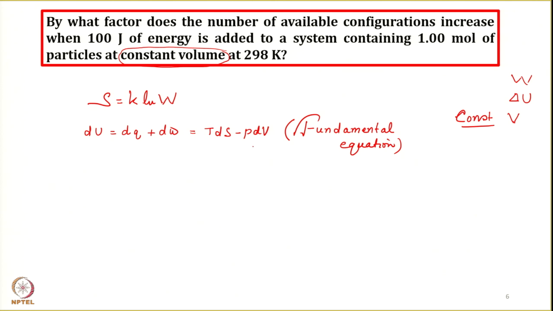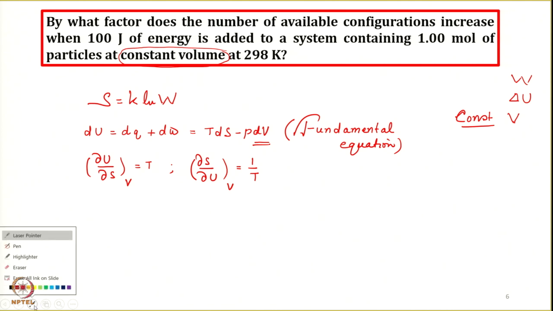We can now invoke this constant volume condition. Then can I write del S by del U at constant volume is 1 by T. Right, now according to the given conditions, I have a constant volume constraint, and I have brought in energy change, and if I can now bring in entropy change, then I have a way to develop an equation which will permit me to solve this question.